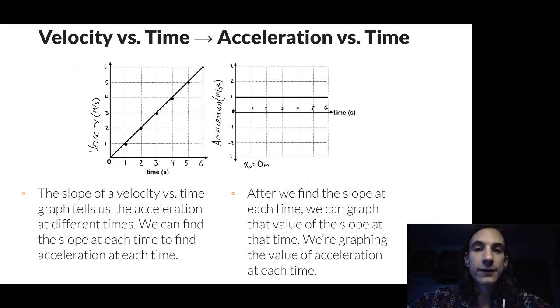And then kind of the same idea, we can just extrapolate it further. The slope of a velocity versus time graph tells us about the acceleration. So if we want to know about the acceleration, we can find the slope of a velocity versus time graph. And after we find the value of that slope, we could graph it if we wanted to, like we see in this image. We have a velocity increase of 1 meter per second each second. So we go from 1 meter per second to 2 to 3 to 4. So we are changing our speed by 1 meter per second each second, which stands for an acceleration of 1 meter per second squared.